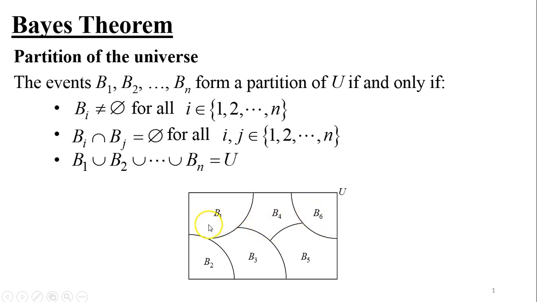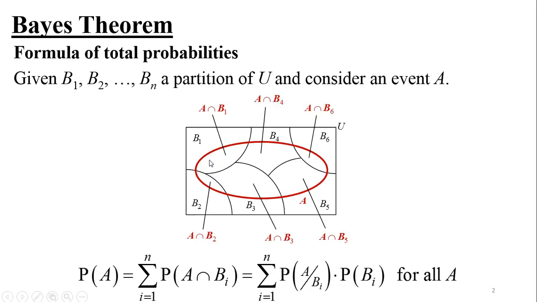And a third condition for these 6 events to actually be a partition of the universe is that none of them has to be empty. Okay, so these are mainly our 3 conditions for n events to form a partition of the universe U. So each event in this partition should not be empty. They should not intersect 2 by 2, and at the same time their union should be the whole universe. Now, if we move to the formula of total probability, which comes from the partition of the universe.